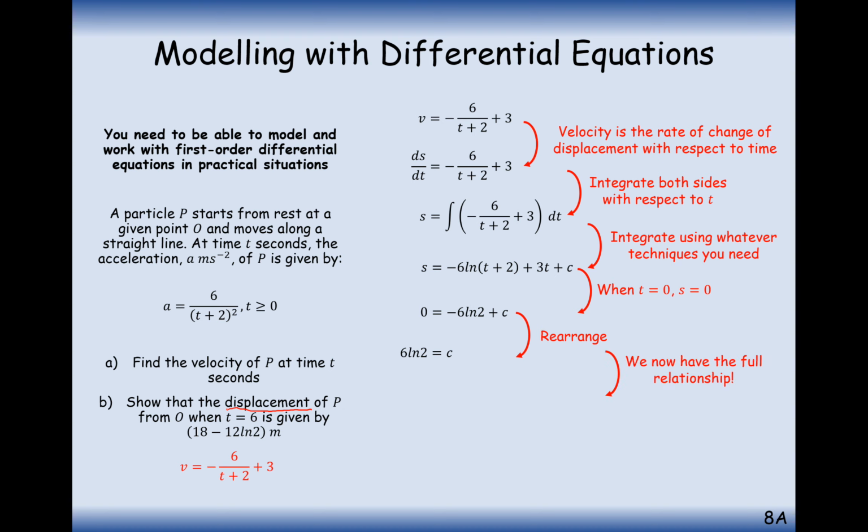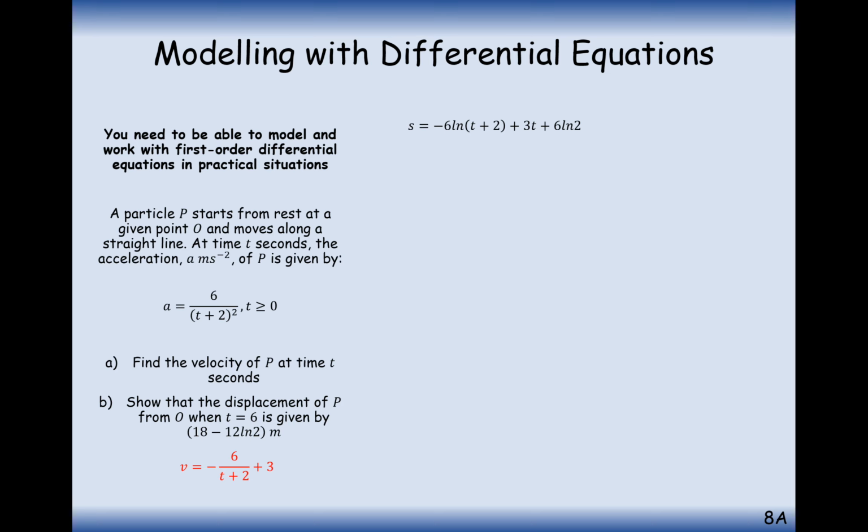So your full relationship then is s equals minus 6 ln (t plus 2) plus 3t plus 6 ln 2. The final thing we need to do with this is plug t equals 6 into this formula. So substitute in t equals 6, and we're going to get s equals minus 6 ln (6 plus 2, which is 8), plus 3 times 6 plus 6 times ln 2. What we have to do now is simplify it into this expression here.